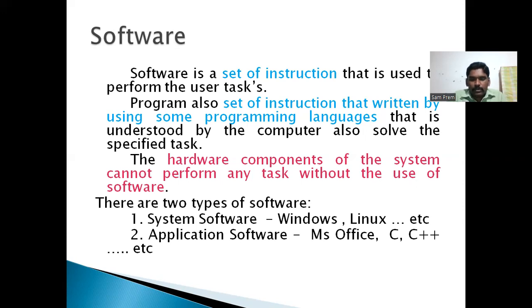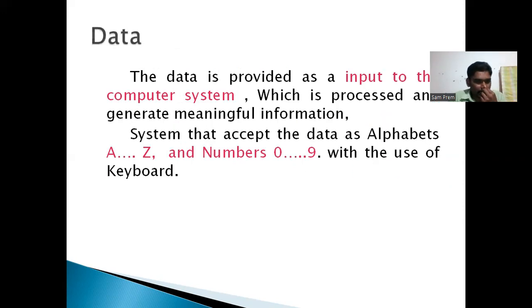Okay. So another one, data. Data is nothing but meaningful information. Computers accept data like alphabetical characters A to Z and the numbers 0 to 9. These are some of the data, that is, meaningful information. We can give these inputs with the help of a keyboard, so we can give this meaningful information to the computers.